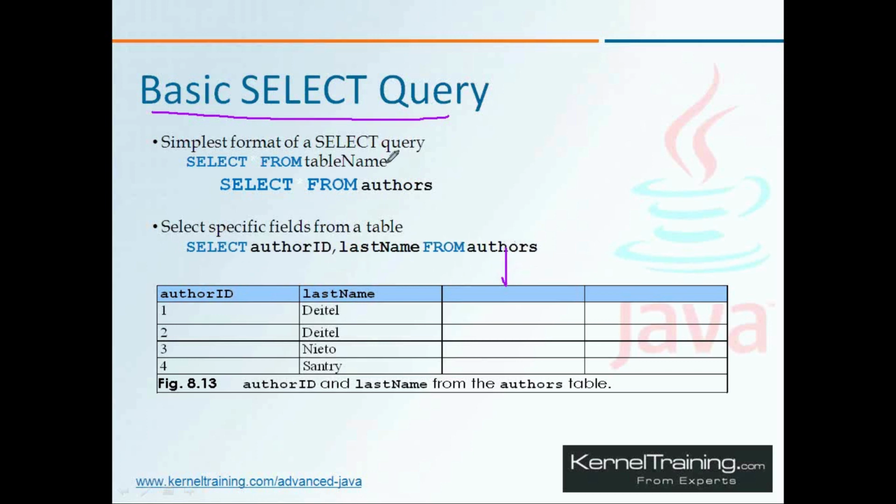In this table, I have some columns, but I don't want to view all of them. I want to view only a few columns: author ID and last name. That's all. At that time, I will use the select command. Select is the command to select particular columns or particular rows. So select author ID, last name from authors. I have four rows, so it shows four rows, but only two columns, author ID and last name, because you asked for two columns. That is why it is showing two columns from the authors table.